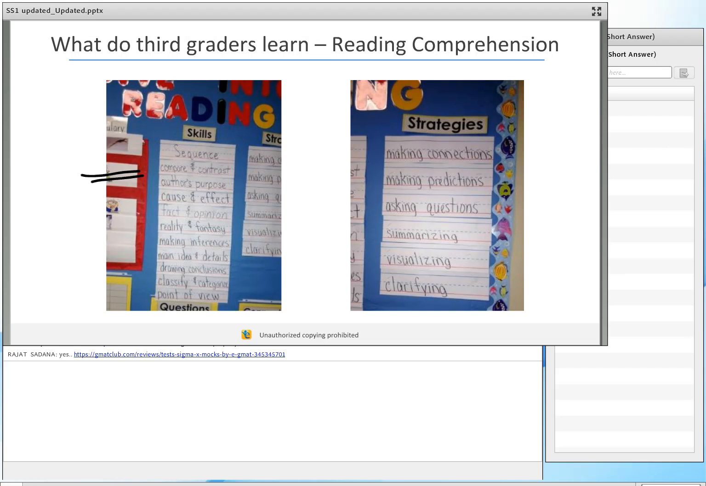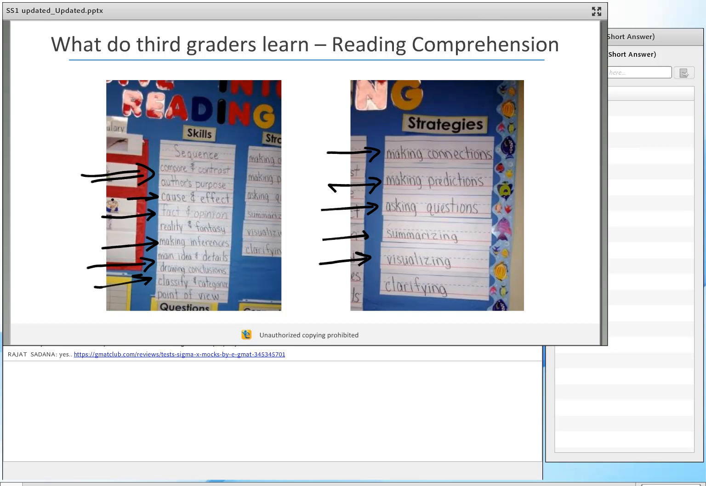In reading comprehension, they were reading a passage and learning how to figure out author's purpose, how to do cause and effect reasoning, how to differentiate between facts and opinion, how to make inferences, how to get to the main idea, how to identify the details, how to draw conclusions. The strategies that they were using were making connections, doing predictive reading, asking questions against what they've read, and summarizing and visualizing information.